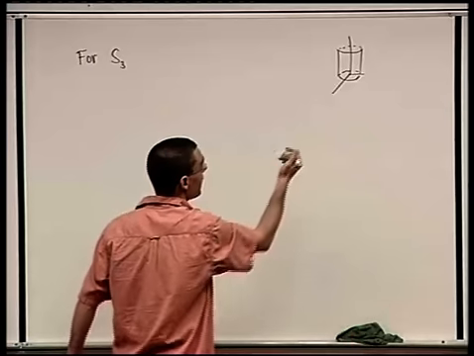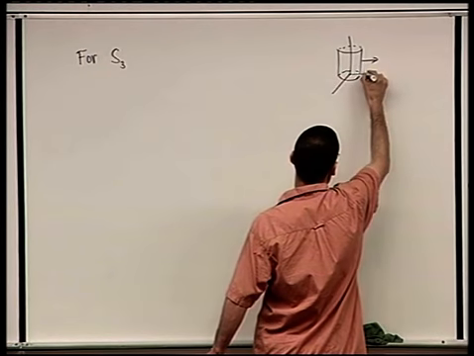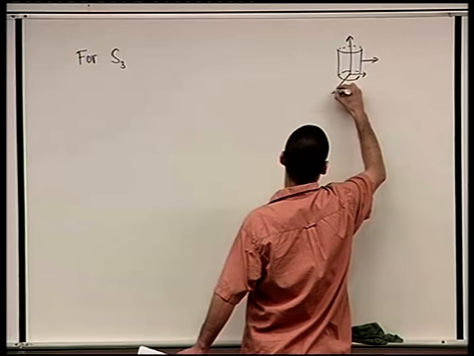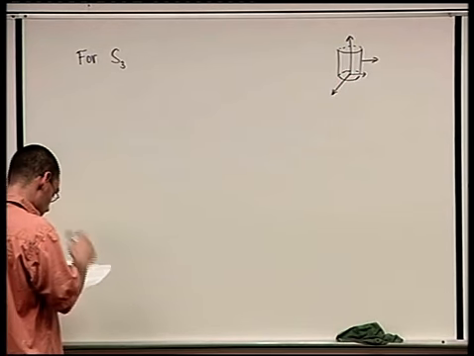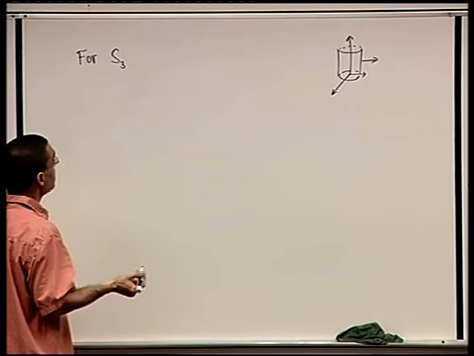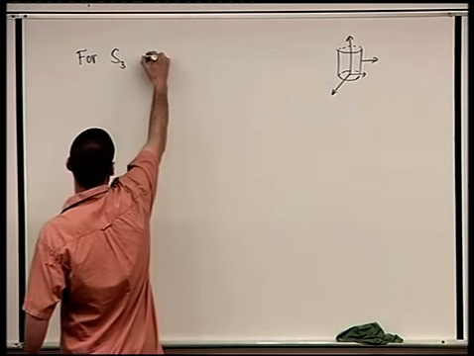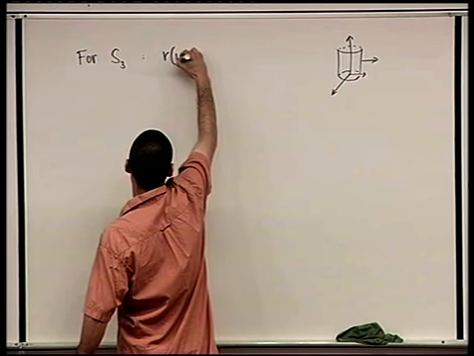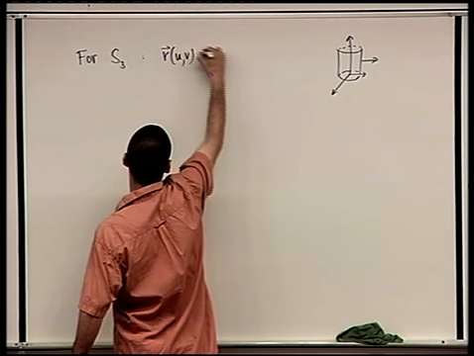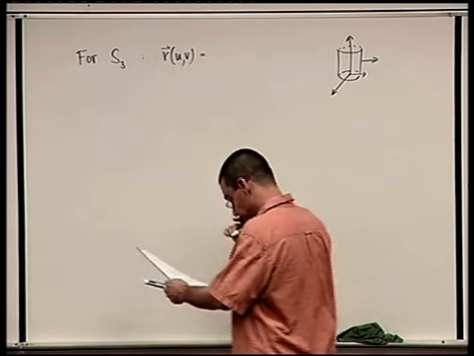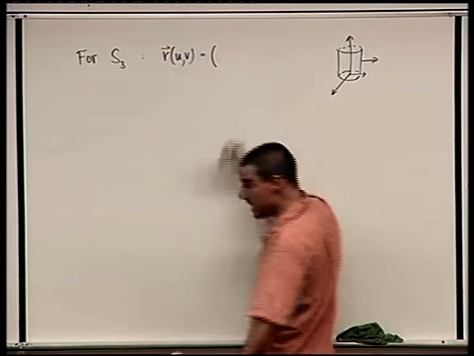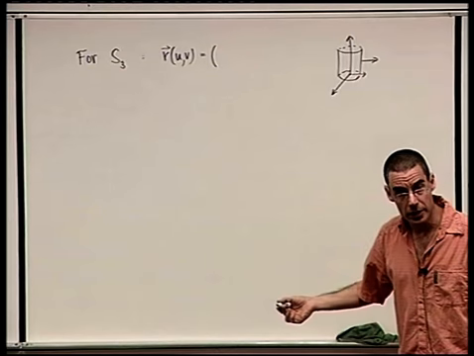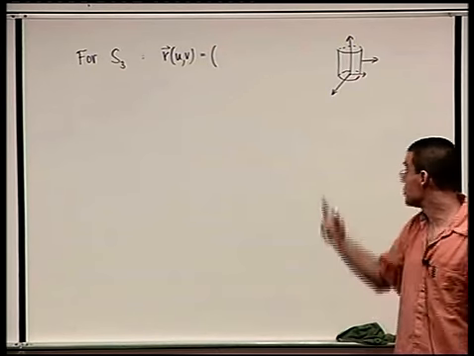Okay, it's the sides. This is S3. So what do we have? We need to parameterize it. So what would be the parametrization? The parametrization would be R of u, v equals, based on cylindrical coordinates. So the radius is fixed, it's 2, right?